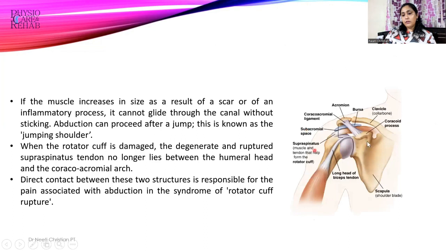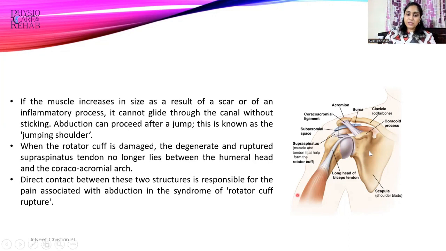So here you can see that if the muscle increases... let me tell you before that. When the arm is at 0 degree movement, when the arm is at the side, where there is 0 degree abduction or flexion, the coracoacromial arch size is around 10 mm. When you move ahead, when you do abduction or flexion, or any overhead activity, it becomes 5 mm.